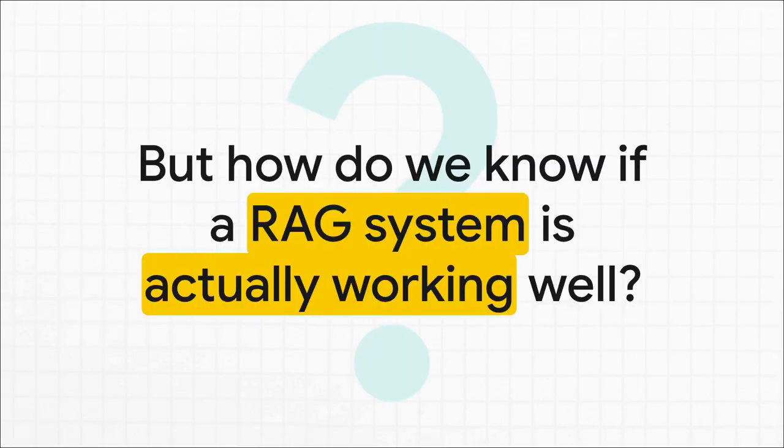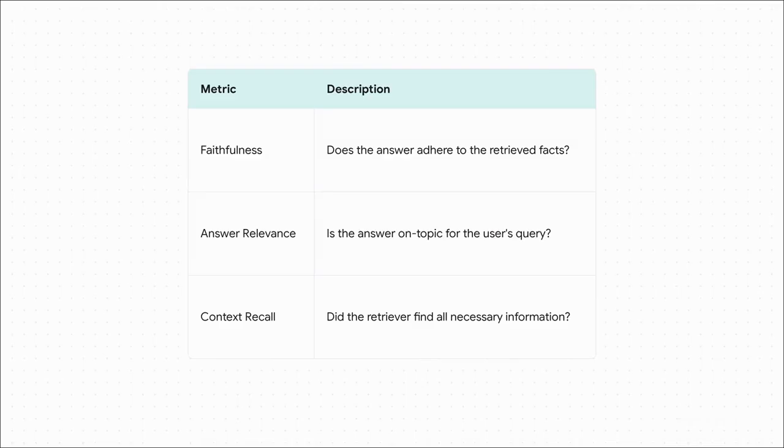Okay, so we have all these increasingly sophisticated systems, but that brings up a really critical question. How do we actually measure their performance? How do we know if our shiny new advanced RAG is truly any better than the basic one? Well, this is where we have to put on our lab coats and become scientists. To really know if it's working, we have to measure it against some key metrics.